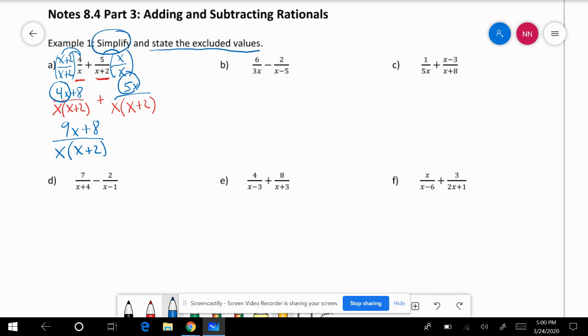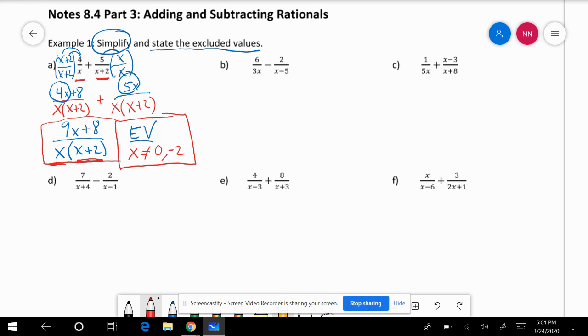Excluded values, we've been doing that for a little while. It's what makes the denominator 0. So when we're trying to find our excluded values, we're looking to see what values give us 0 in the denominator. We see that x cannot equal 0 for this term. And then for this one right there, it can't be -2. If you remember, it's always opposites. So those are our two different answers.